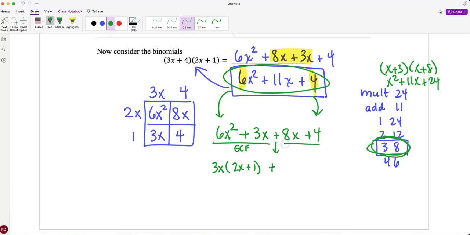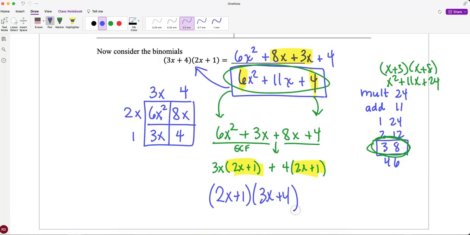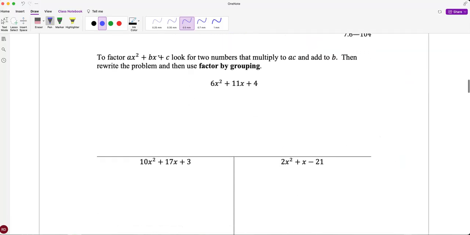Now, what is the GCF here? That's 4, 2x plus 1. Now what you notice is there's a 2x plus 1, there's a 2x plus 1. Factor out the 2x plus 1. When you factor out the 2x plus 1, you're left with 3x plus 4. That is my factorization. Okay, we're going to do some more practice on this because there are a little bit more moving parts than what we did.